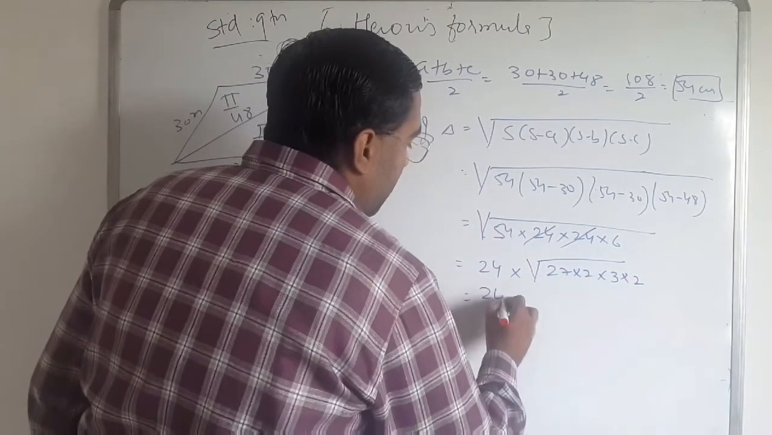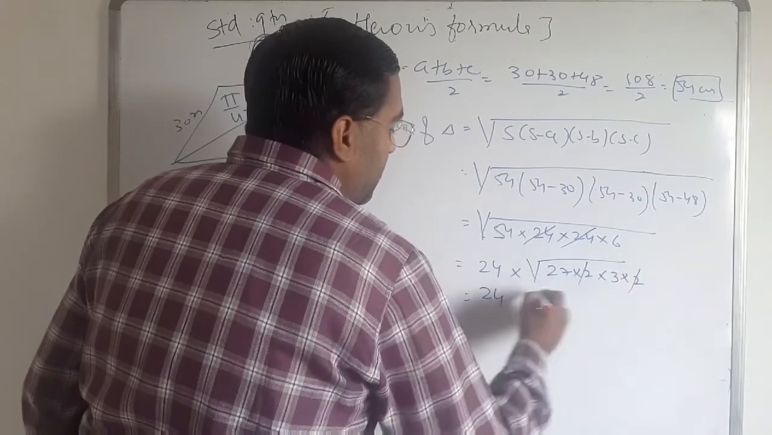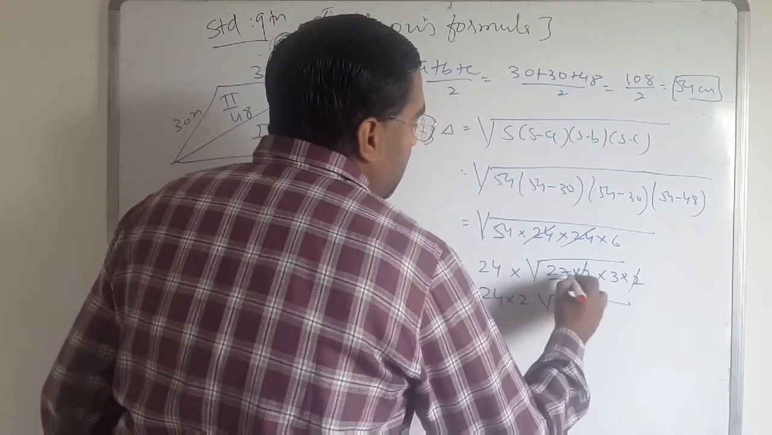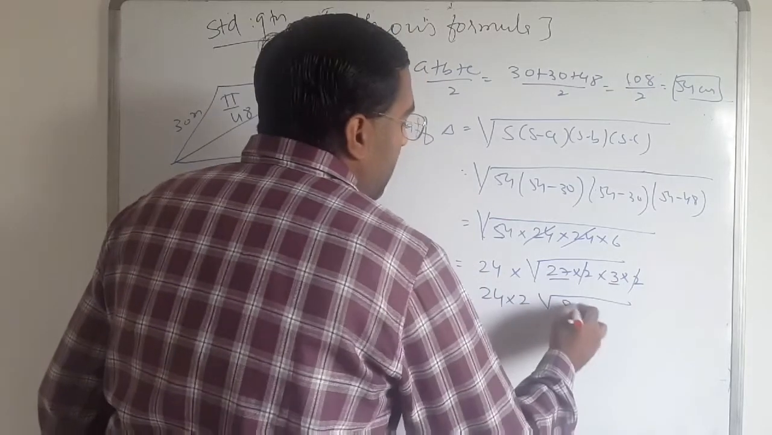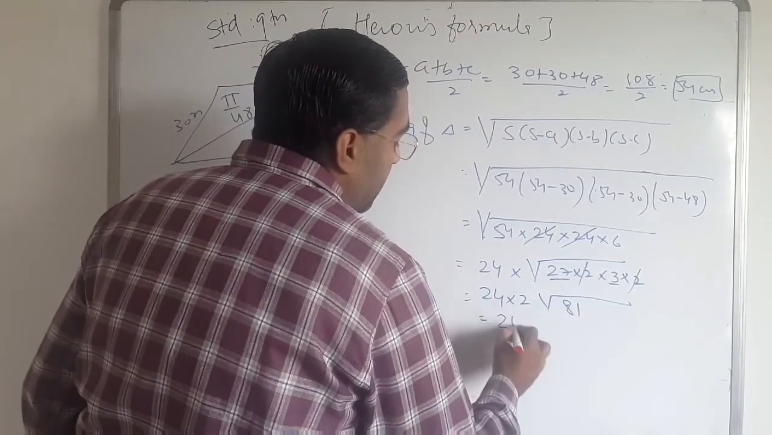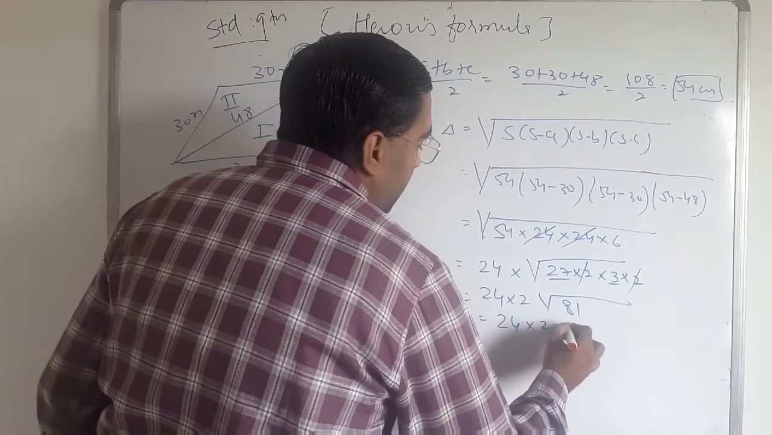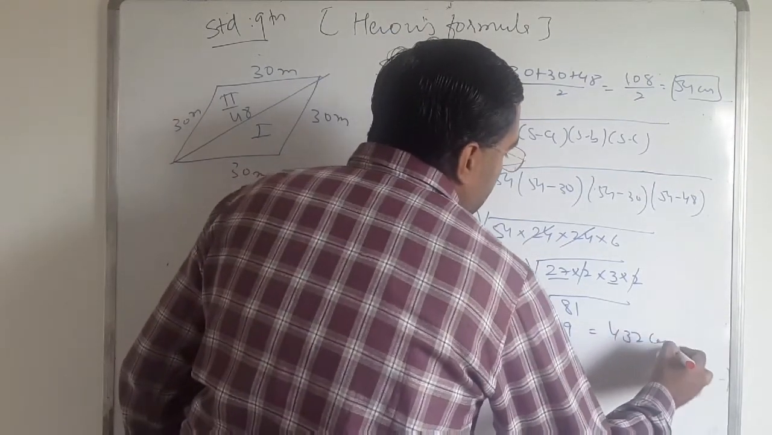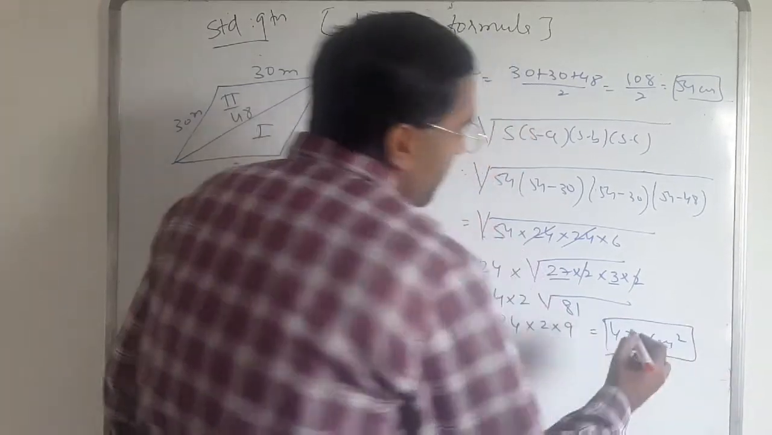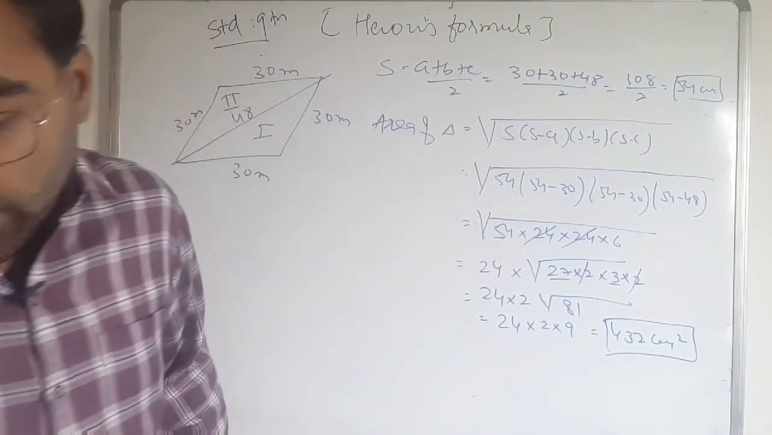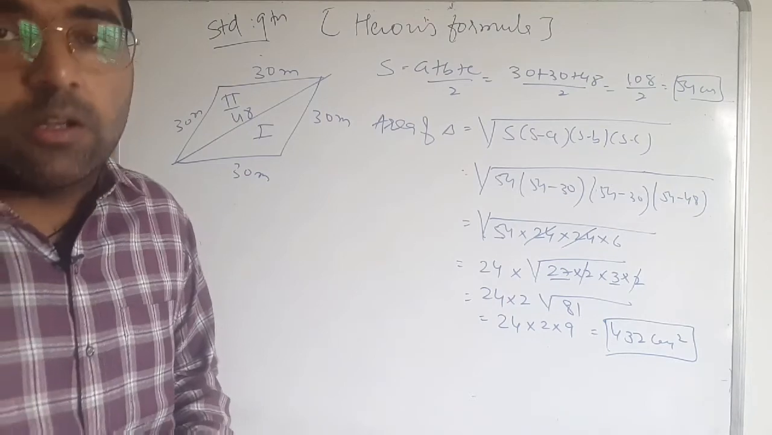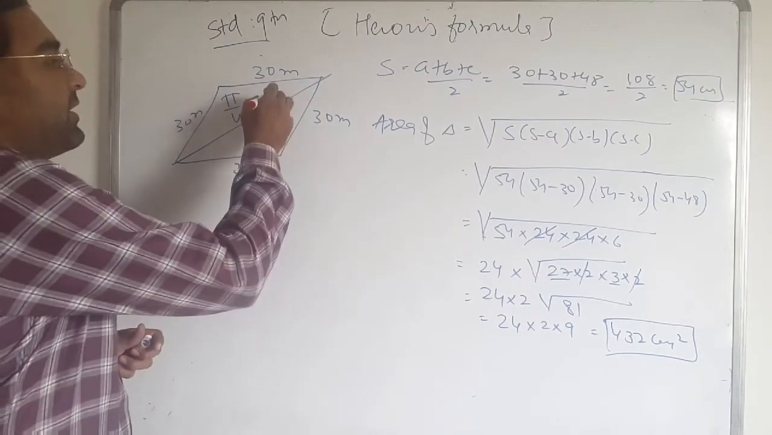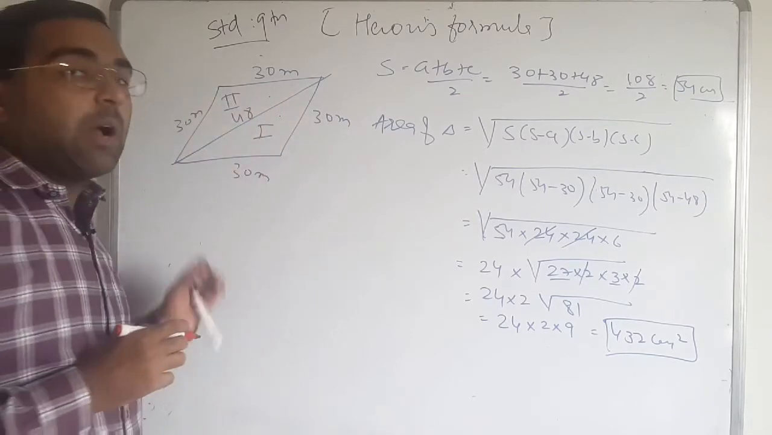Okay, so the pair of 2 is also common here. After that, 27, 27 threes are 81, and the square root of 81 is 9. So 24 into 2 into 9. Therefore the answer is 432 centimeter square. Okay, 432 centimeter square. Here the two triangles have the same measurements.